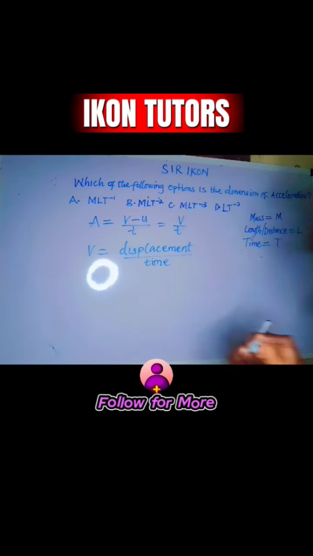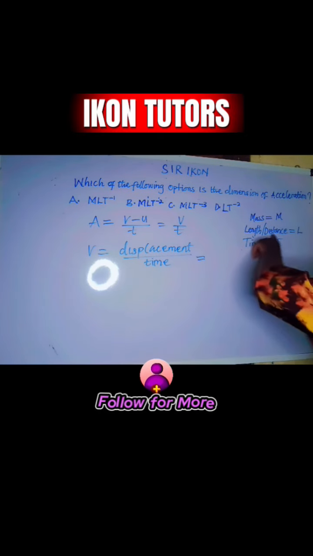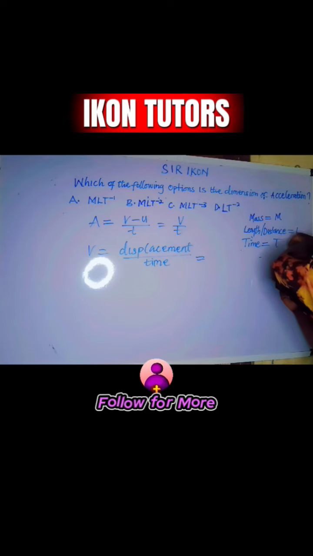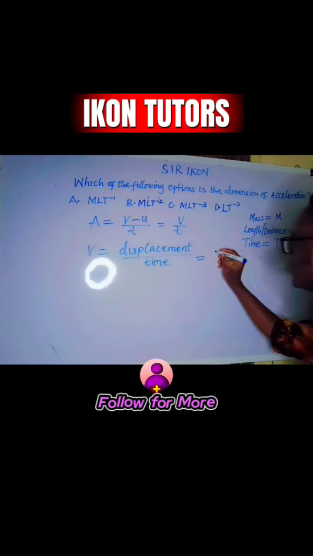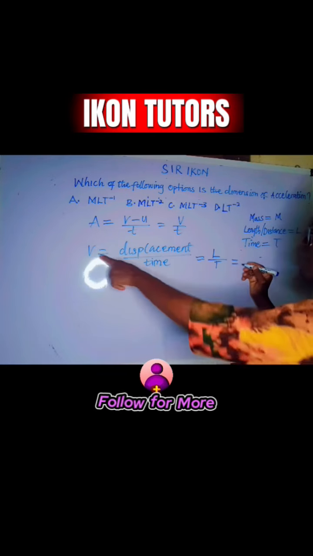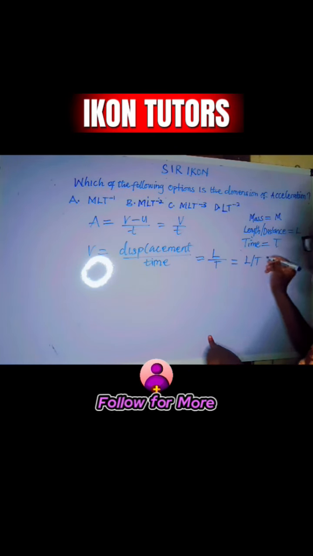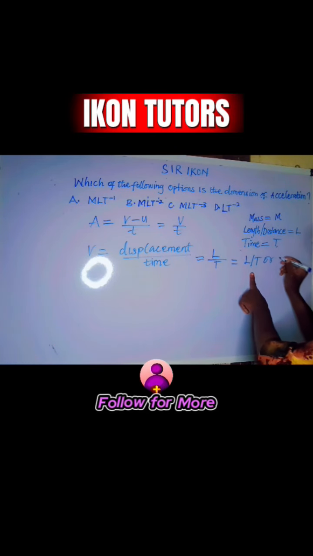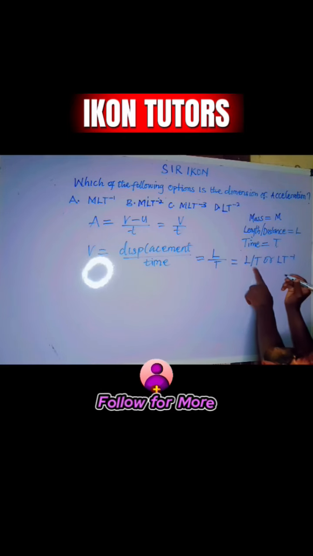Velocity is a vector quantity. Now, displacement is almost the same thing as distance, represented by the letter L. So we are replacing displacement with L, divided by time, which is capital T. Therefore, the dimension of velocity is L over T. We can also write it as L T raised to power minus 1 because of this division.